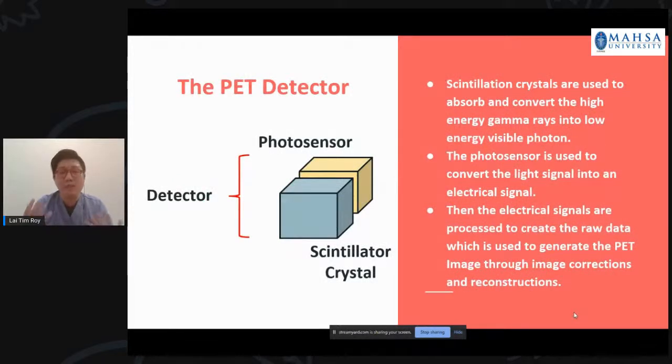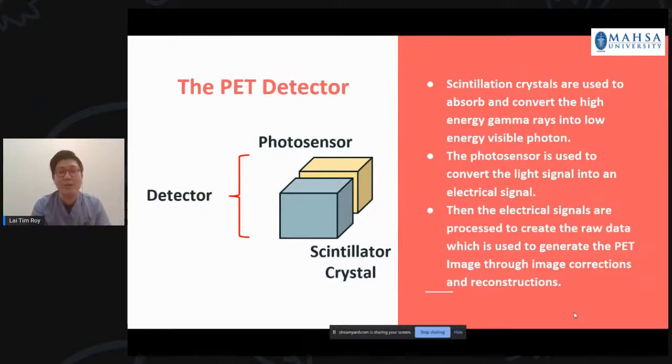There are compartments in these detectors as well. There is a scintillator crystal, which is in front, followed by a photo sensor. And these two become one detector. In this one detector, there are two compartments. The scintillation crystal is used to absorb and convert the high energy gamma ray into low energy visible photons. And the photo sensor is used to convert the light signal into an electrical signal. Then this electrical signal is processed to create the raw data, which is used to generate the PET image through image corrections and reconstructions.